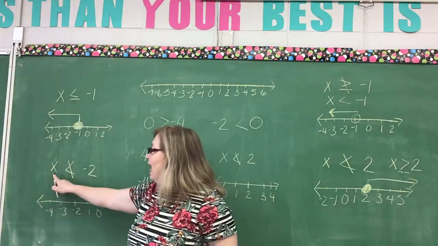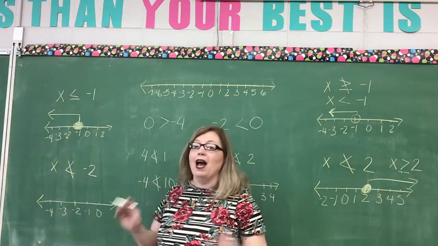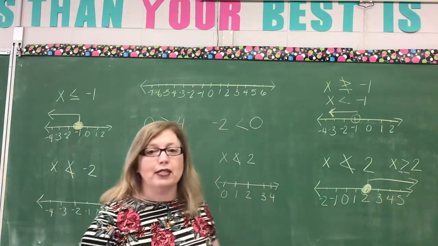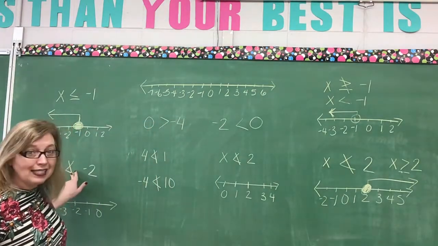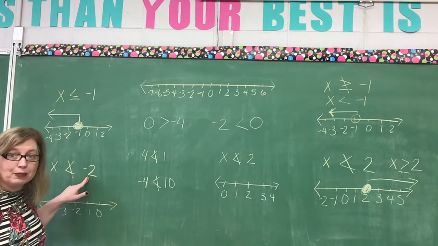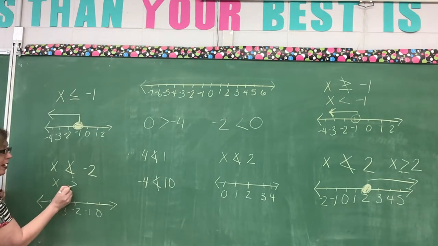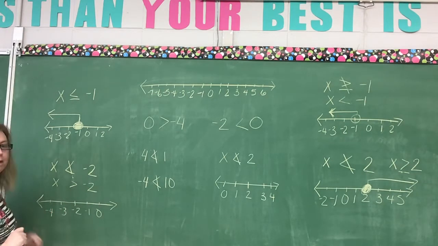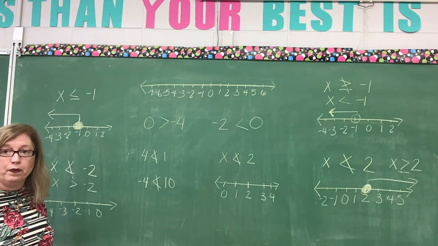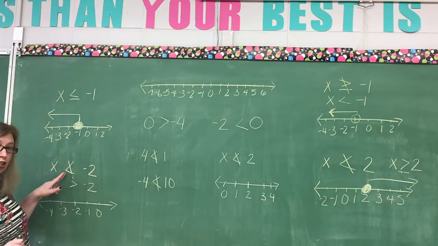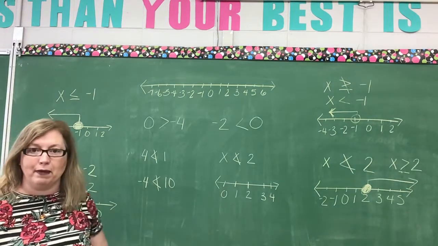It says x is not less than -2. I have to make this into a true statement. So what's my true statement? If x is not less than -2, it must be what? More than. So x is greater than -2. Is it equal to -2? Yes, since it's not mentioned in my negative, I have to add it to my true statement.